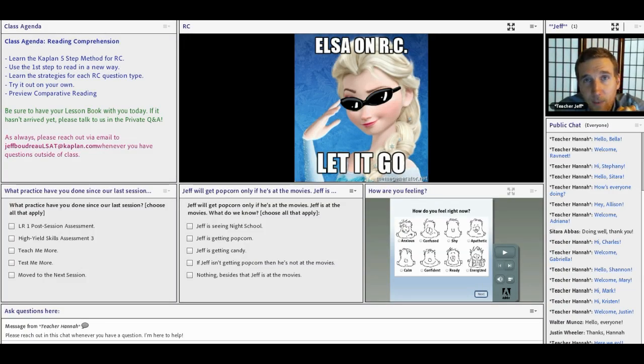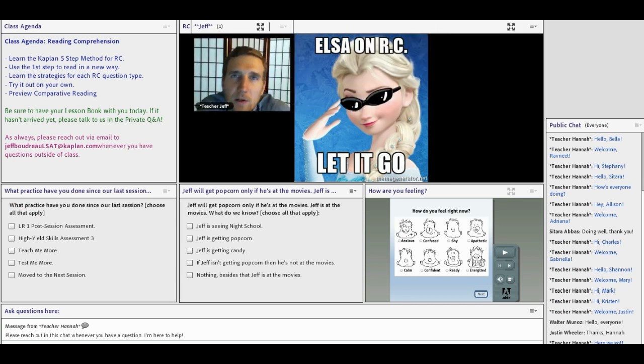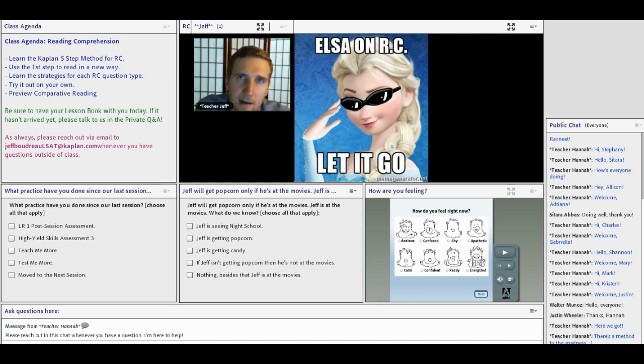We have a lot to talk about, as we always do, so I'm going to jump right in and get started. As you can tell from our class agenda, the first thing we'll be doing is learning the 5-step method for reading comp. Just like for logic games and logical reasoning, we have a method at Kaplan for how to deal with reading comp, so you're never sitting there wondering what to do next. You'll always have a very clear-cut notion of how to proceed in any passage and question set you run up against.